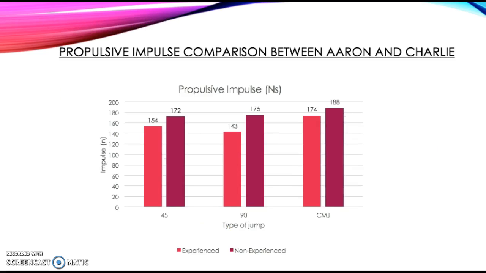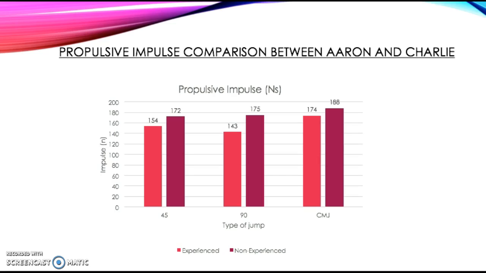Charlie is the less experienced player and has a higher propulsion impulse at all of the jumps. On the 45-degree jump, Charlie got 170 newtons of propulsion, whereas Aaron got 154 newtons of propulsion. Charlie is more able at jumping because he was 18 newtons more powerful than Aaron.